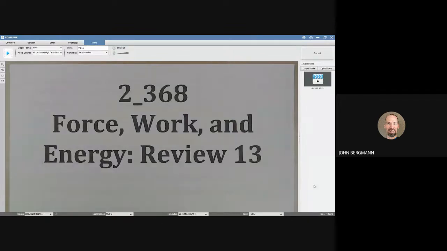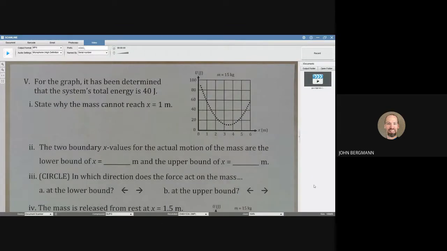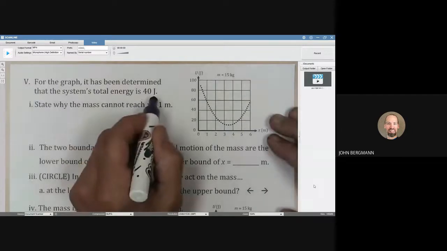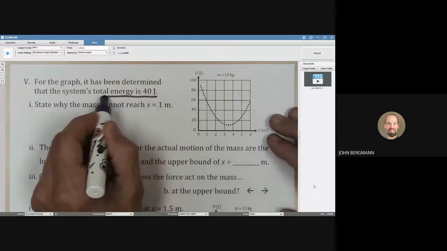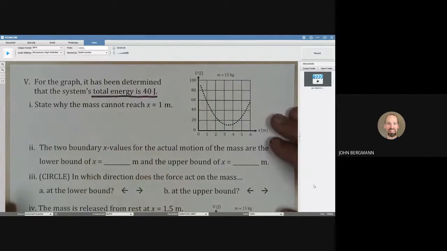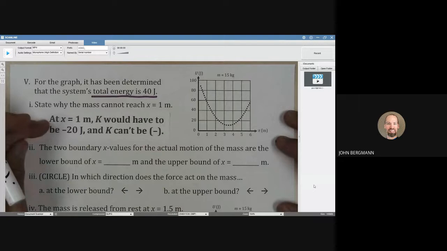Force, work, and energy review 13. For the graph, it has been determined that the system's total energy is 40 joules. State why the mass cannot reach x equals 1 meter.